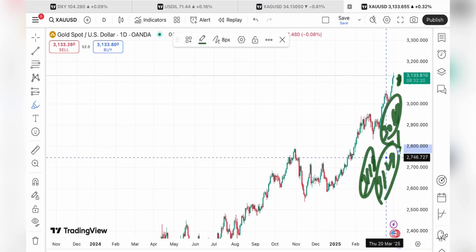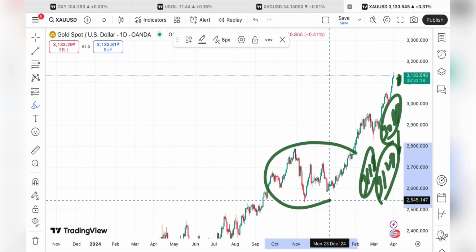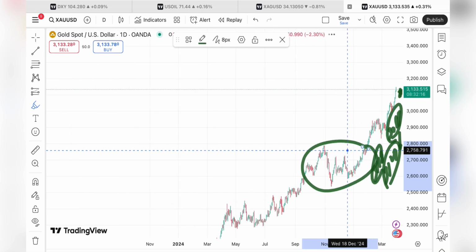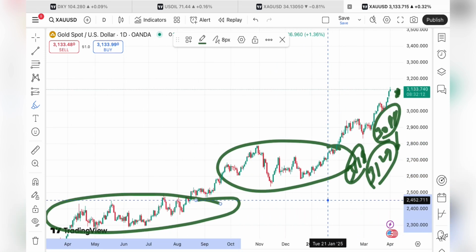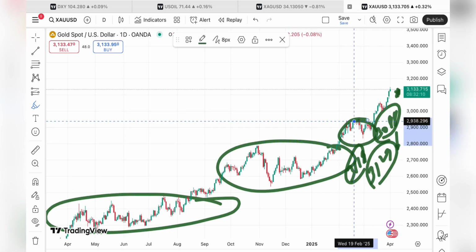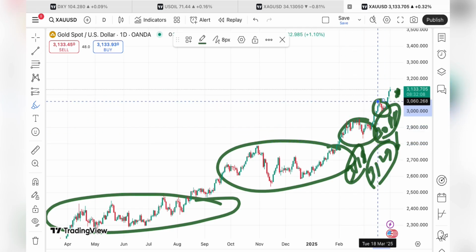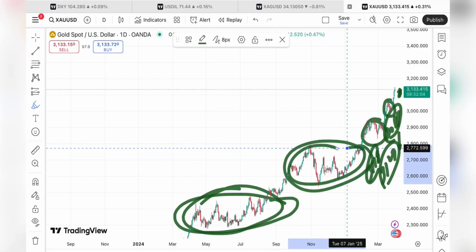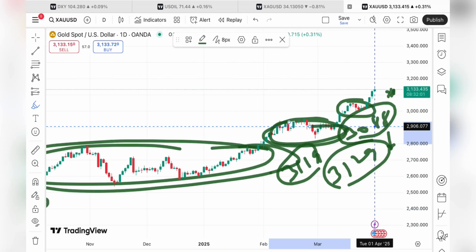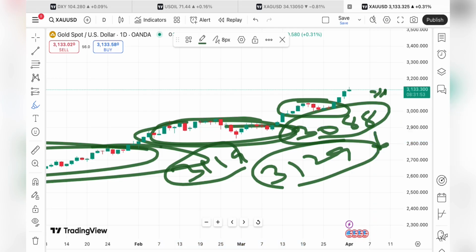Looking at this trend, this is the zone where the price has been moving for so long, and previously the price was moving in this zone for quite some time. Then this is the zone, and then this is the zone. The zone is getting narrower. Now the price is moving at a level of $3138.